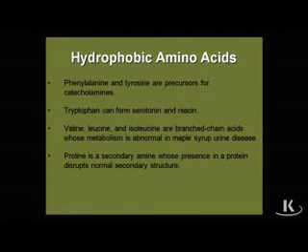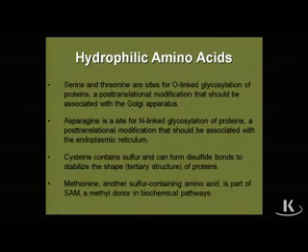In your text, notice how it reminds us that phenylalanine and tyrosine are precursors of all catecholamines. Tryptophan is a precursor of serotonin and niacin. Valine, leucine, isoleucine are the branched-chain amino acids that build up in maple syrup urine disease. Proline disrupts normal secondary structures. As far as the hydrophilic amino acids, serine and threonine are for O-linked glycosylation, a modification occurring on proteins in the Golgi. Asparagine, and I added glutamine, are for N-linked glycosylation.